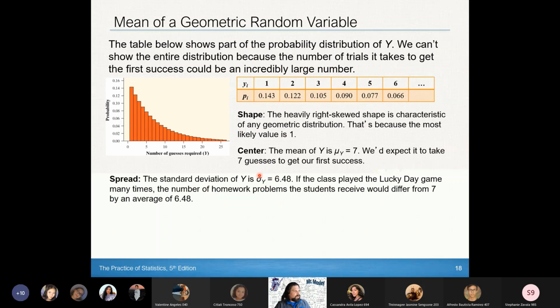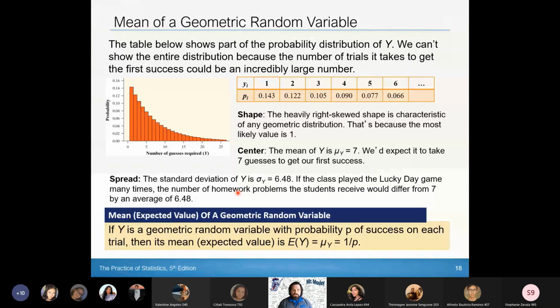The standard deviation of y is 6.48. We won't get into how to calculate this right now. If the class played the lucky day game many times, the number of homework problems the students receive would differ from 7 by an average of 6.48. Pretty big swing.